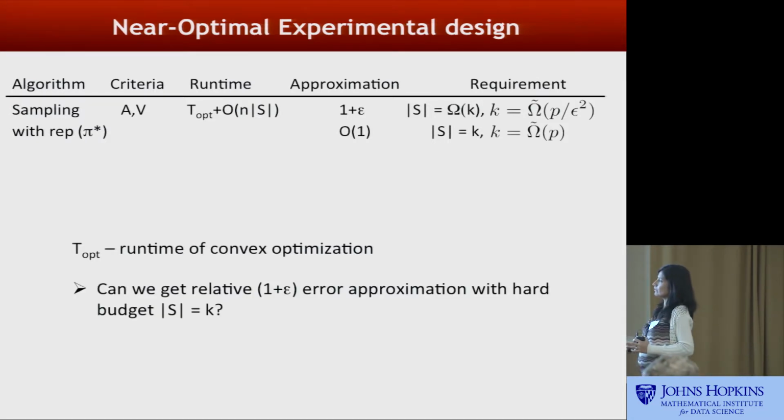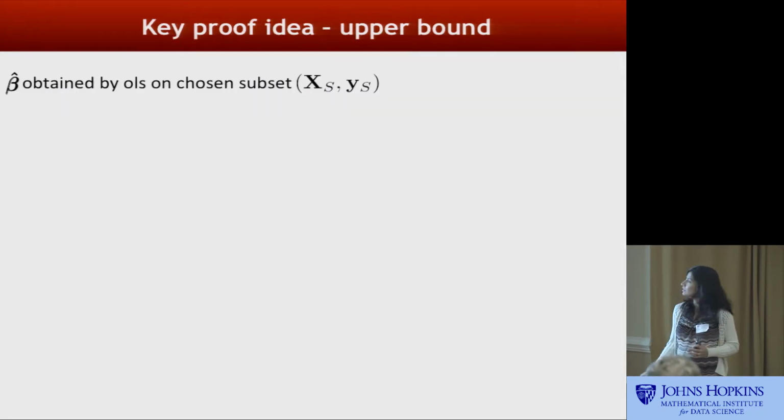Still better than the n by k, but it's not 1 plus epsilon, right? So the question is, can we get a relative error approximation with a hard budget? Because in many applications, you do have to respect the budget exactly. Okay, you can't say 10 times k is okay. Before I show you some improvements on that result, let me tell you the key proof idea.